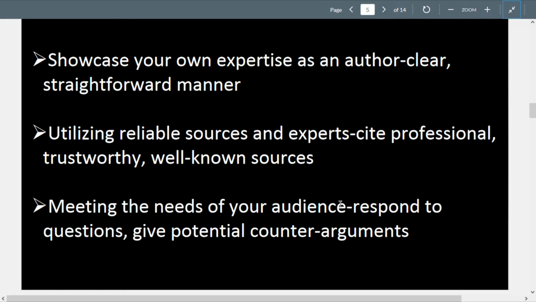Utilizing reliable sources and experts. So you're going to cite professional, trustworthy, well-known sources. Like I said, using that Harvard University source or the Pew resource source. That's a mouthful. Using somebody who has a PhD because they're well versed in that subject. Those types of experts and sources. So everybody knows, your audience, as they're reading, is going to go, oh, yep, that's a credible source. They must know what they're talking about, right? That's ethos.